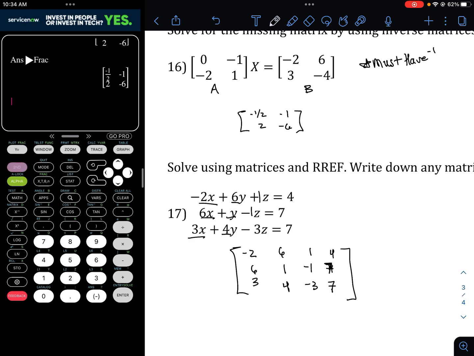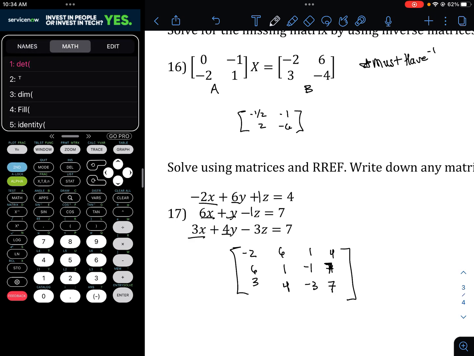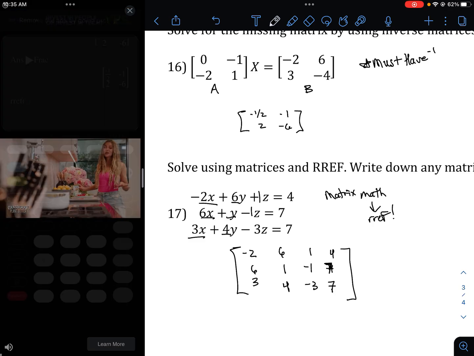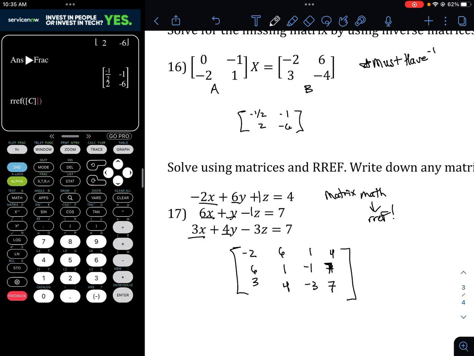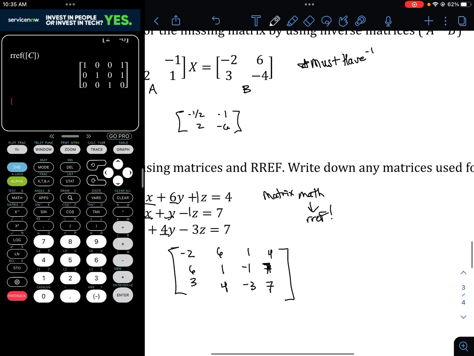And we quit, and we go in the matrix, and we go to math. Well, first matrix, then math, then down to RREF. Must have that. Call out RREF and call out our matrix C, and we're going to get this here.